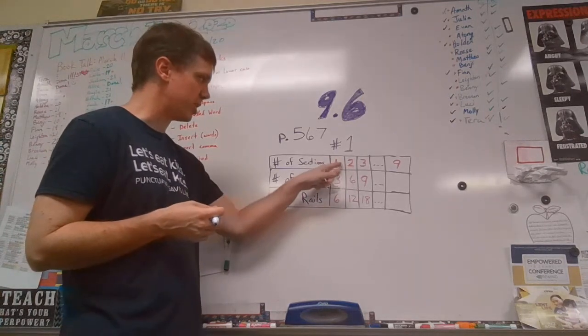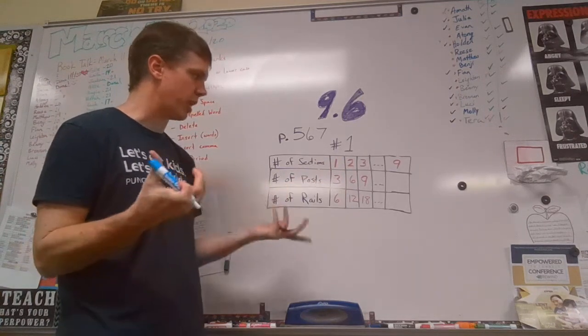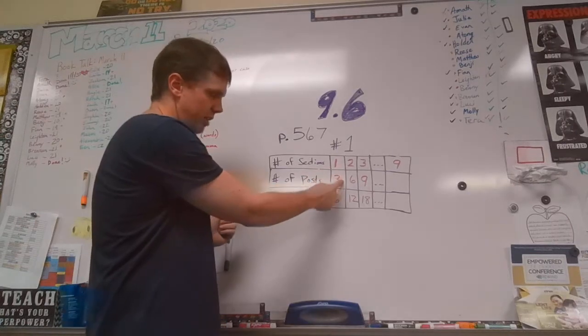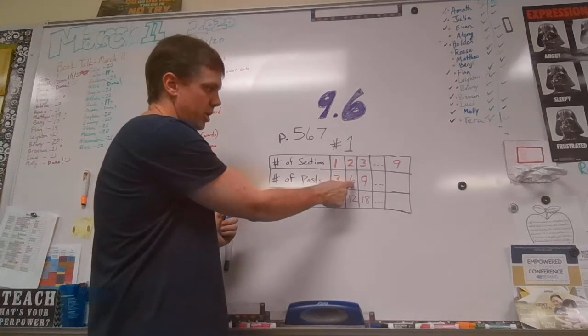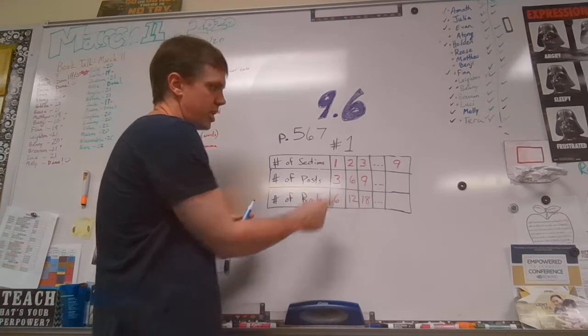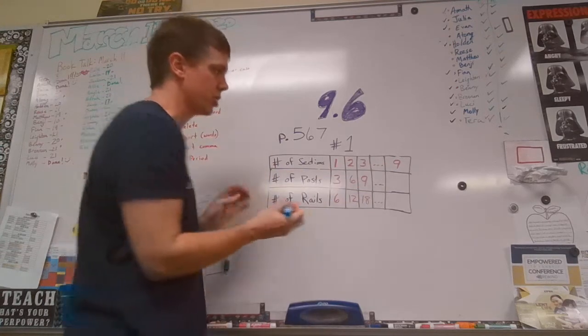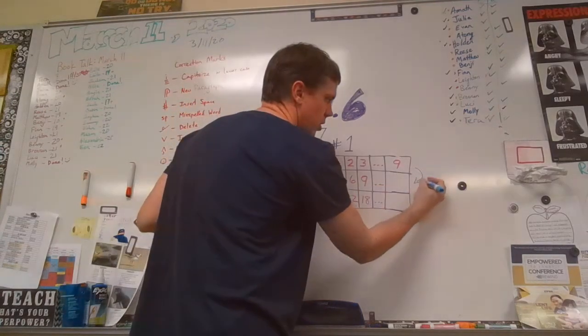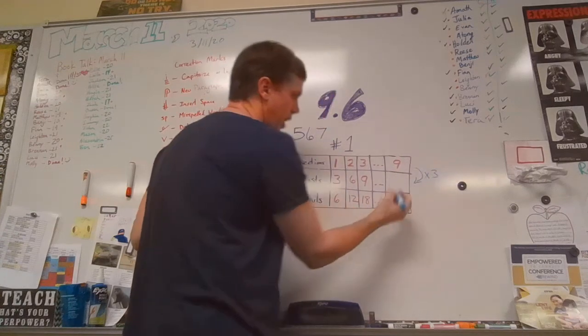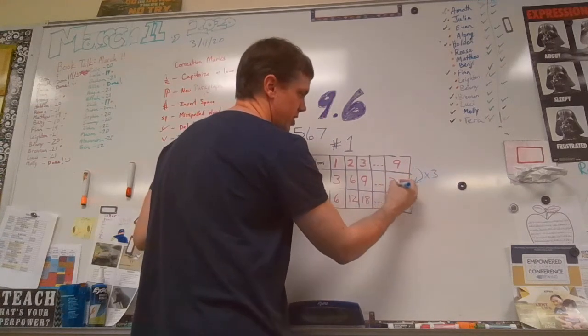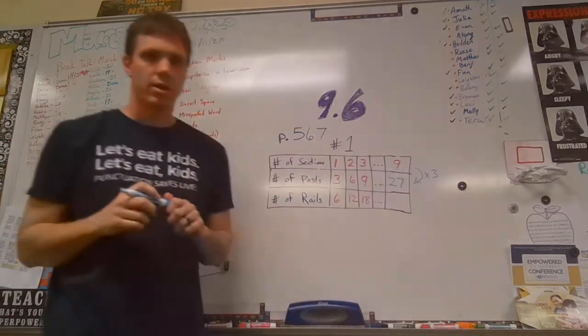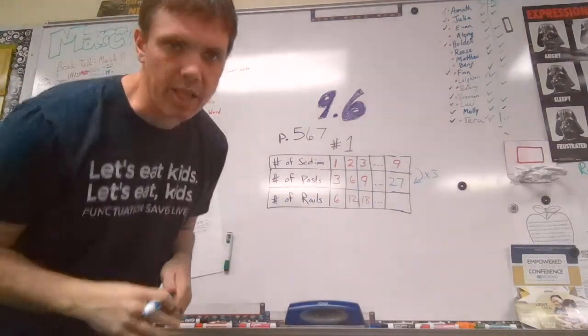Basically, to go from this top number to the number of posts, what do we have to multiply by? Well, 1 times 3 equals 3, 2 times 3 equals 6, 3 times 3 equals 9. So over here we have 9, so we're just going to go times 3. 9 times 3 is 27. Hopefully you guys can see that. It looks like you should be able to.